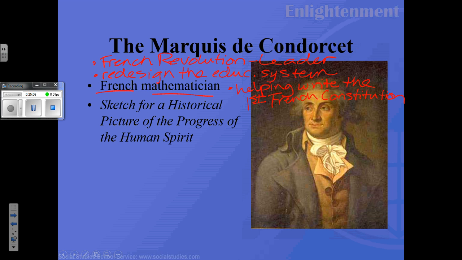He is known for writing this particular piece, Sketch for a Historical Picture of the Progress of the Human Spirit. And in this writing, he had two main themes, okay? The first theme was that we need to use reason to discover the truth. Now, we've heard that before. We've heard that already a lot. Reason is important. But then he twists it and adds his own little slant on things.